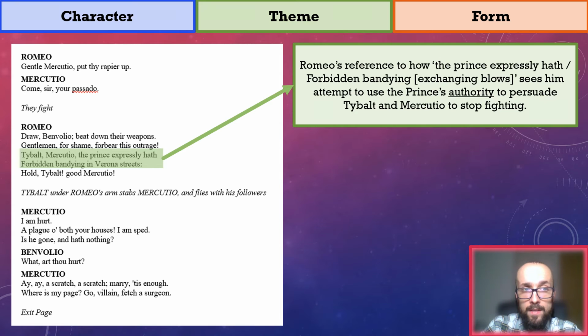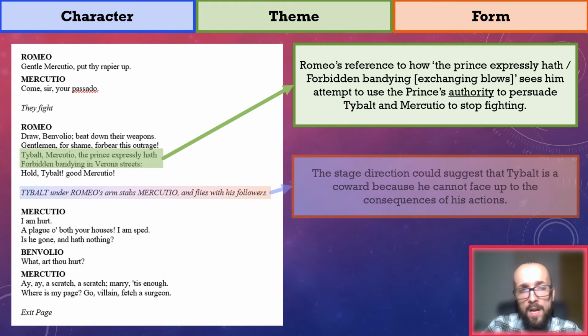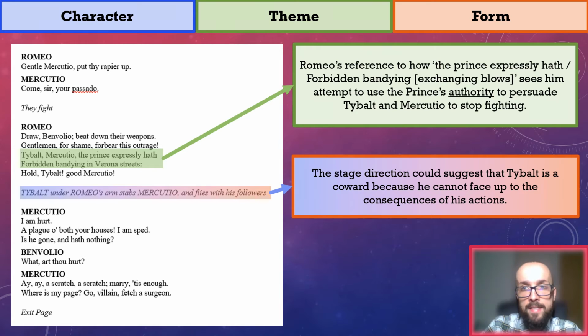Now remember that stage directions are always worth having a think about, especially because it is an easy way to analyse form. So when Tybalt stabs Mercutio and runs off, I wonder if these stage directions suggest that he is a coward because he cannot face up to the consequences of his actions despite having talked such a big talk earlier on in the scene.